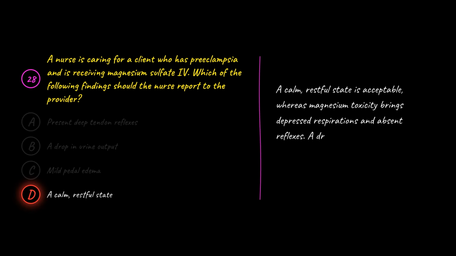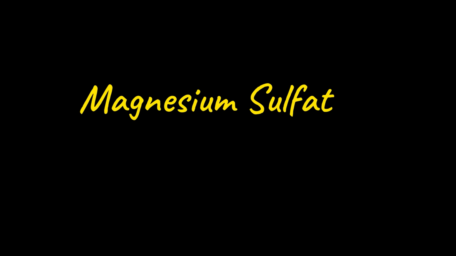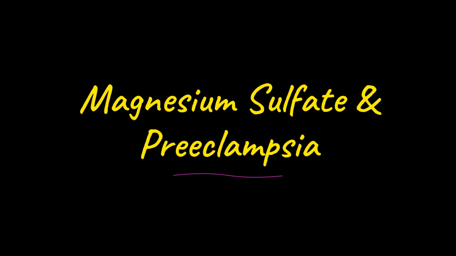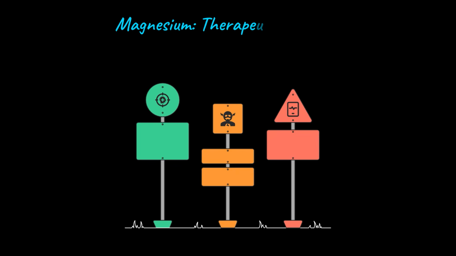A drop in urine output, not restfulness, is the finding the nurse should report to the provider for this client. Magnesium sulfate is used in preeclampsia to prevent eclamptic seizures. It works by calming overexcitable nerves and muscles, raising the threshold at which a seizure can fire. Understanding why it works also explains exactly how it becomes dangerous.